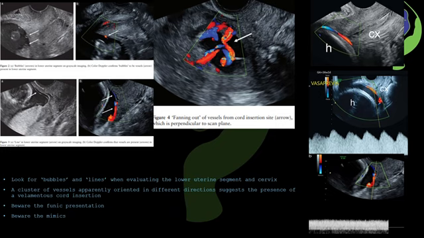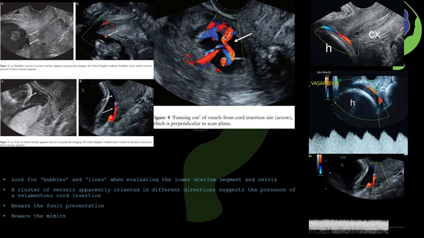We know that in case of velamentous cord insertion, the vessels fan out from the cord insertion site and enter the placenta in several different places. So in such velamentous cord insertion, we will be able to see a cluster of vessels in the lower uterine segment, which will run in different directions before entering into the placenta.